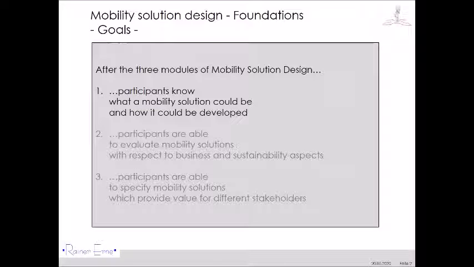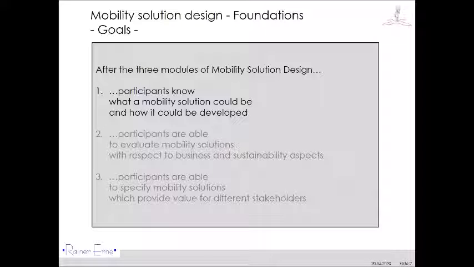Mobility Solution Design is a course which you will face in your first, your second, and your third semester. In the first semester, as the title indicates, we want to deal with mobility solution design foundations, which means that you should have a clue about what is meant by the term mobility solution, and even more important, how mobility solutions could be developed.